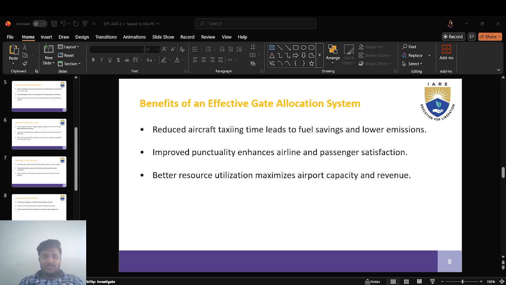Second, turnaround time requirements. Planes need time at the gate for unloading, cleaning, refilling, and boarding new passengers. The schedule must make sure each plane has enough time or delays could happen. Third one is airport policies and airline preferences. Airports have rules about which gates can be used for certain flights, and airlines sometimes prefer specific gates for convenience or efficiency. These rules and preferences affect which gates each flight can get.